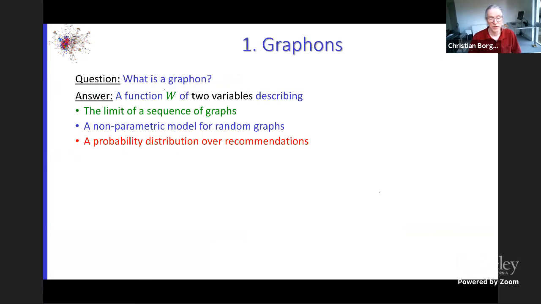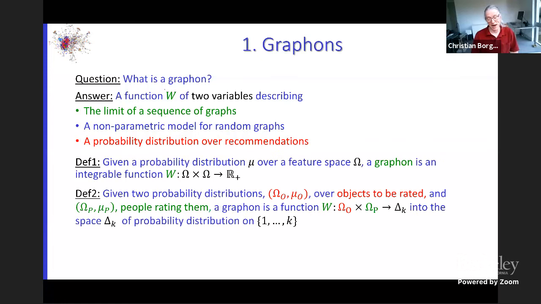So what is a graphon? The short answer, if you don't want to do math, well, a little bit of math, is that it's a function of two variables, and it describes the limit of a sequence of graphs. That's how we invented it. But actually, it also describes a non-parametric model for random graphs, or more generally, a probability distribution over recommendations. So I give you two definitions. The first one will work for the limits and the model.